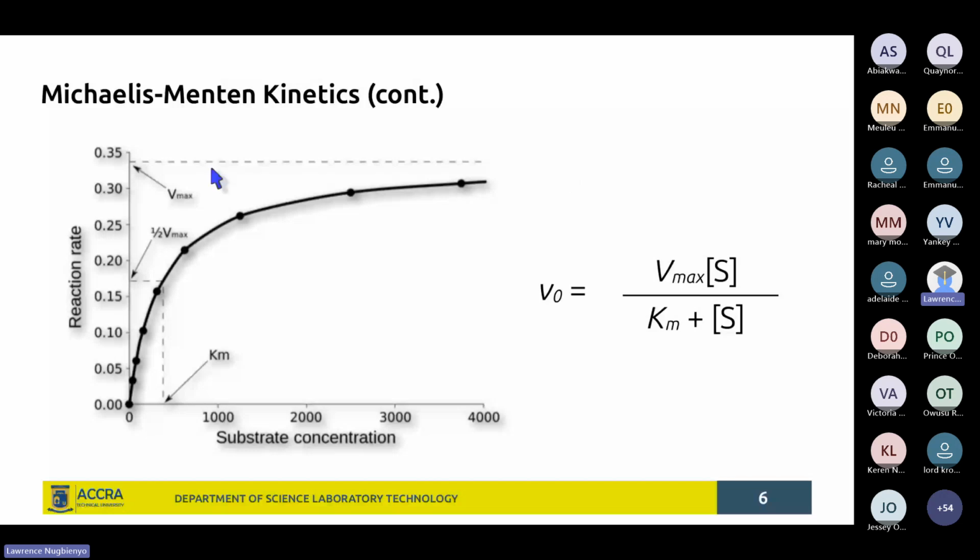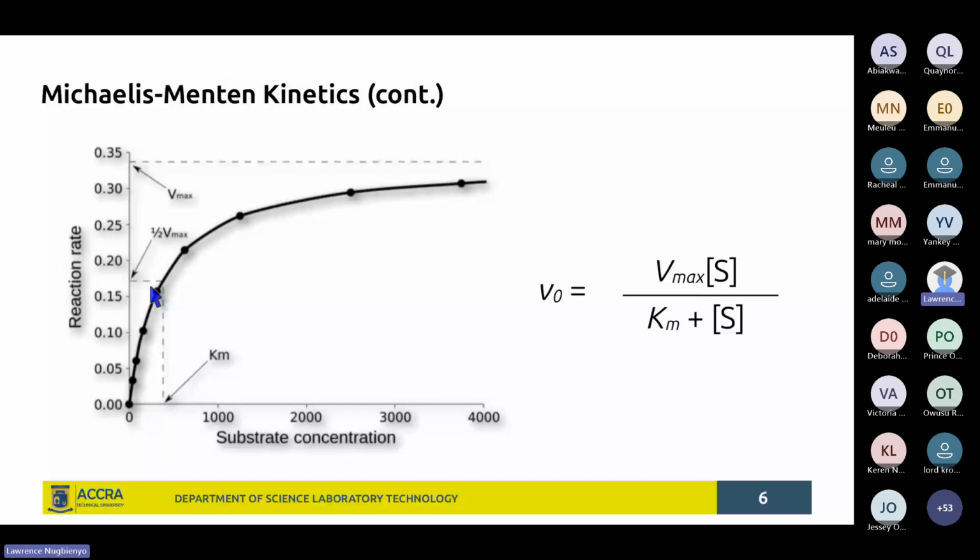Now, then what is the Michaelis Menten constant? The Michaelis Menten constant is expressed as half of the maximum rate of reaction. So you see that is being shown there that the Michaelis Menten constant is the substrate concentration at which half of the maximum rate of reaction is reached.